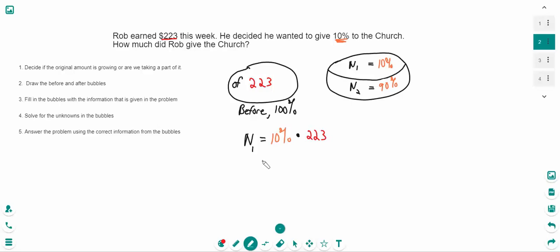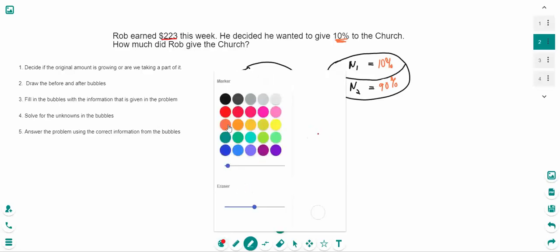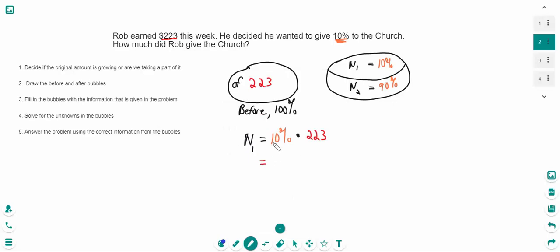Now we can actually solve this, and this is going to be really easy. First, we're going to take this 10% and change it into a decimal. What's the decimal form of 10%? It's 0.10, right? Remember we just talked about how to change a decimal into a percent. Well, changing a percent into a decimal, we do the opposite. We just move the decimal point 2 places to the left instead of to the right. So we end up with 0.10, and we're multiplying that by 223. Well, that's going to be 22.3.